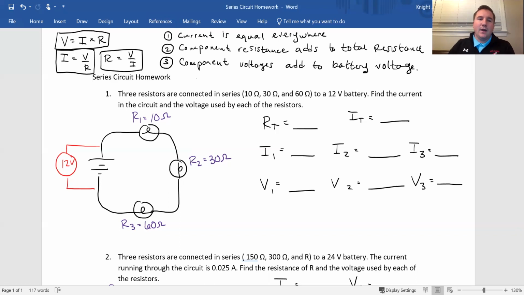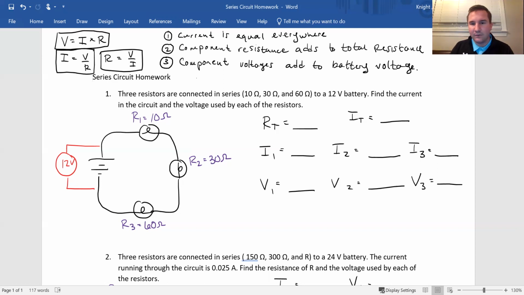So, three resistors connected in series. I drew that out for you, right? R1, R2, R3. Those are my three light bulbs connected in series. One has a resistance of 10, one has a resistance of 30, and one has a resistance of 60. And they are connected to a 12-volt battery. So there's a picture of what we got going on, and we want to find out all this stuff about the circuit.